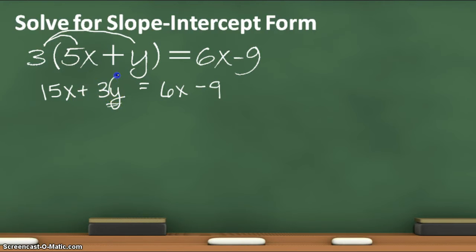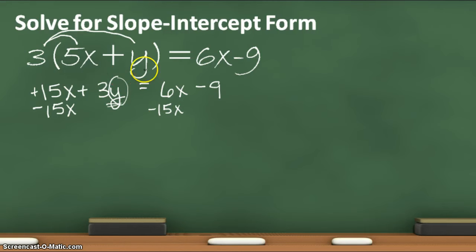I want to get it by itself. So I'm going to start by getting rid of this 15x by subtracting it. That has nothing to do with the sign following here. That's because it's positive 15x. So we do the opposite, which is negative 15x. Make sure you always just look at the sign in front of what you're trying to move, not the sign behind.